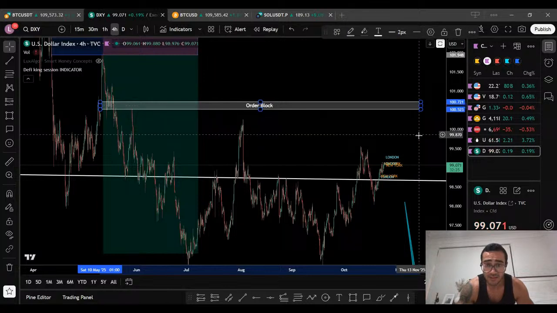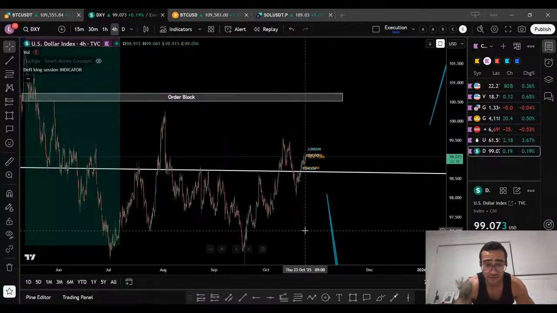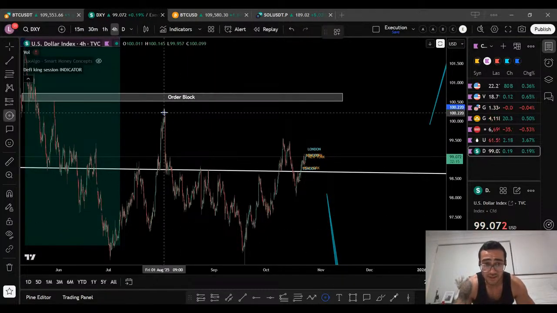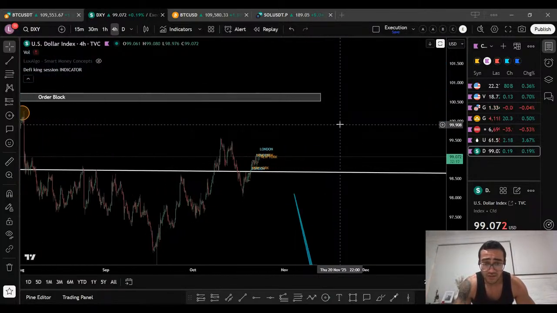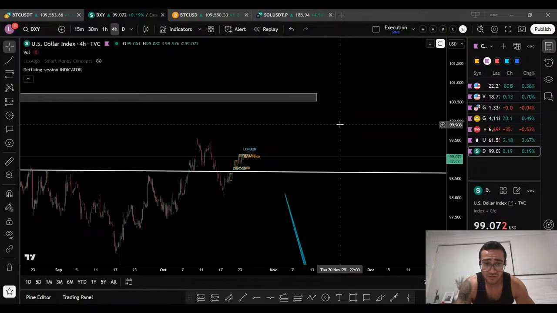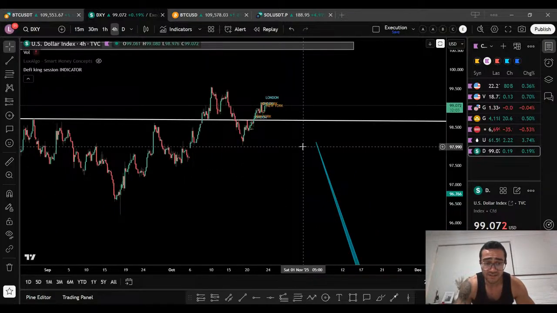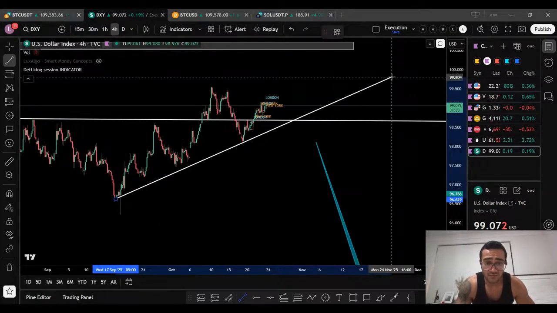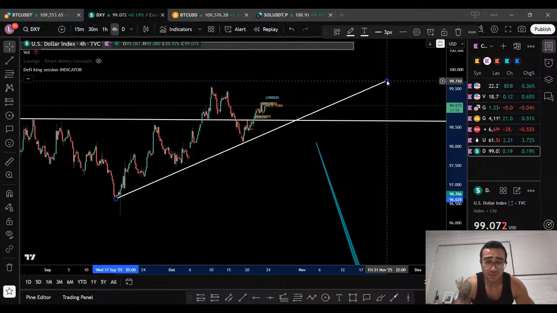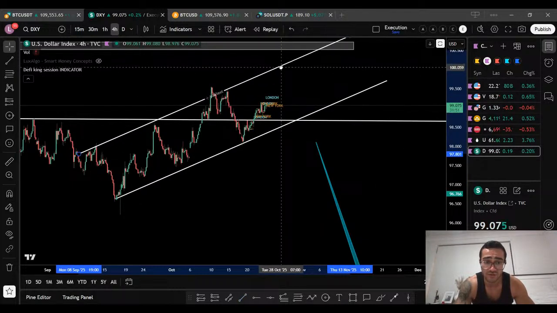So what I'm then seeing is we could come up, take out this liquidity right here, and continue to this order block. But once again, if this continues, we will see a downside in Bitcoin. As I'm drawing this through, there is an actual correlation going on here inside of this trend channel.